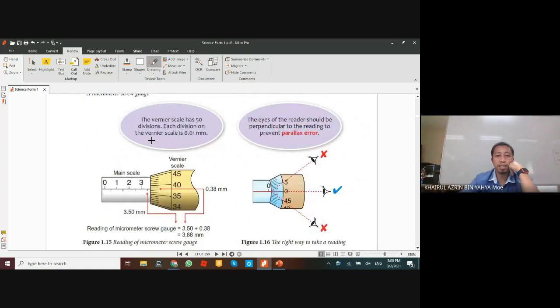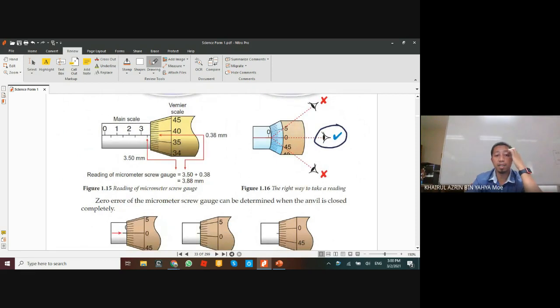Okay, so it says here the vernier scale. This is the vernier scale. The vernier scale has 50 divisions. Each division on the vernier scale is 0.01 millimeter. The eyes of the reader should be perpendicular to the reading to prevent parallax error. Here, your eye should be on here.